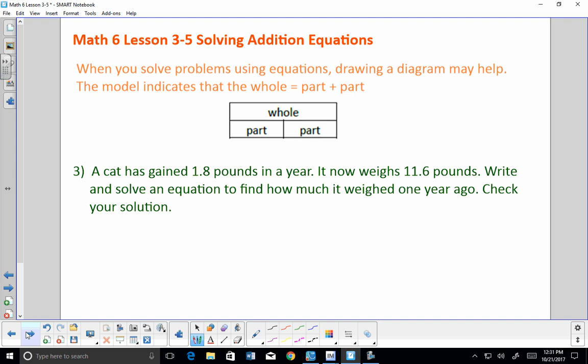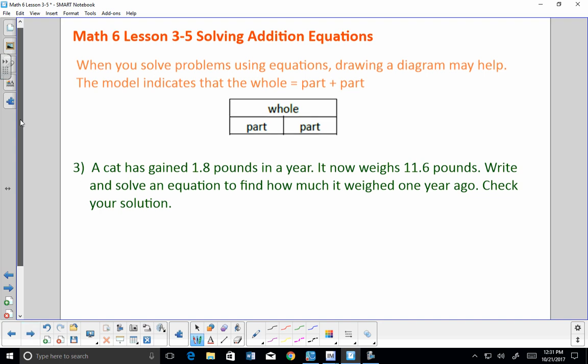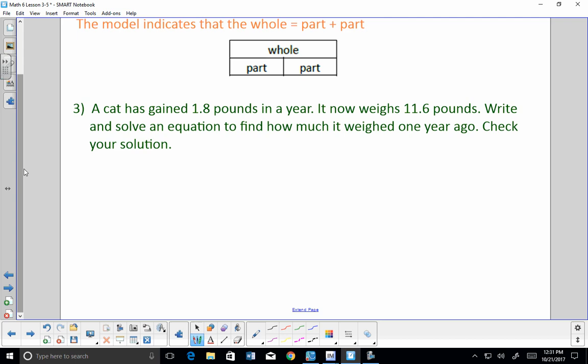So let's take a look at a word problem here for a moment. A cat has gained 1.8 pounds in a year. It now weighs 11.6 pounds. Write and solve an equation to find out how much it weighed 1 year ago and check your solution. So, what we can do is set up this whole-part thing by drawing a little picture here.